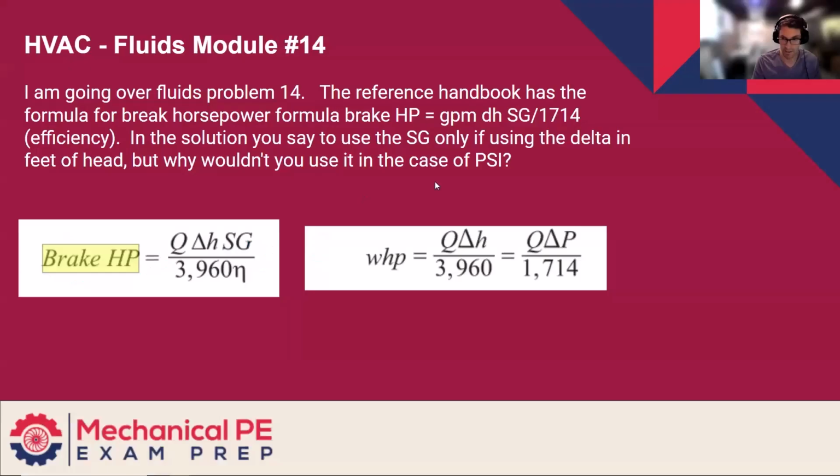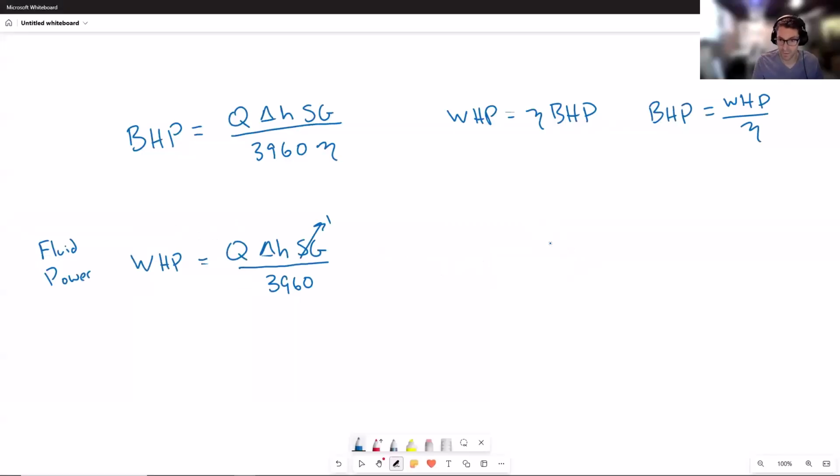And that's exactly what we had on this slide, Q delta H over 3960, but the specific gravity was excluded because in the reference handbook, when they present this formula, they say that it's for water. But you can use it for anything if you include the specific gravity. And this next version, you can use for anything, anytime, because there is no specific gravity and it need not be added. So this is also equal to Q delta P over 1714. And it's never appropriate to include the specific gravity in this version.